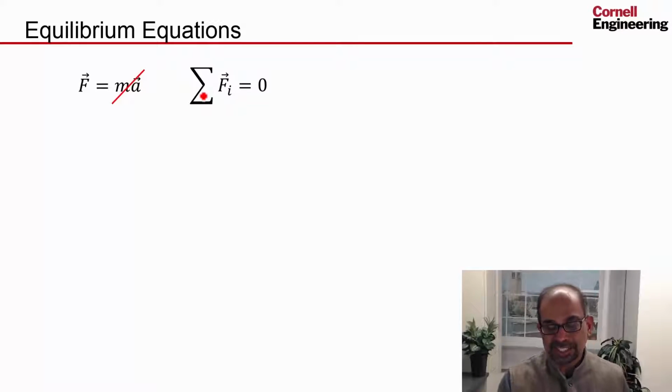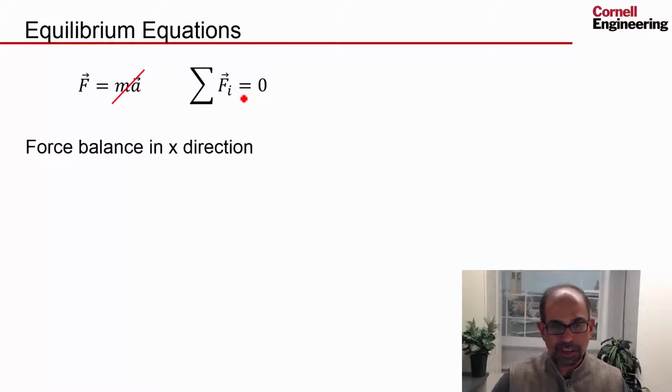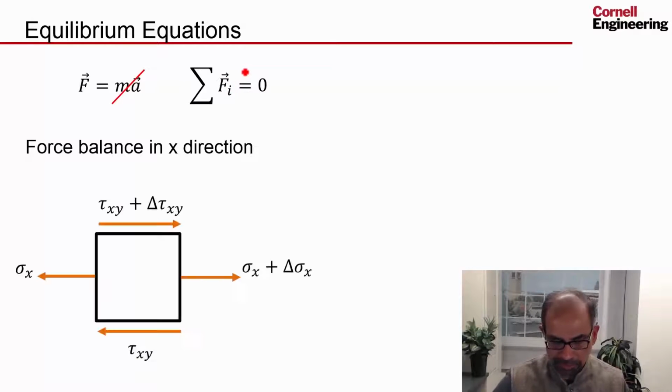This means that what we have to do is to just sum the forces on our little chunk of material and set that to 0. This is called drawing a free body diagram, for those of you who have seen that idea before. It's a very fundamental idea in statics. If I look at force balance in the x direction, I'm doing a two-dimensional view because it's easier to understand.